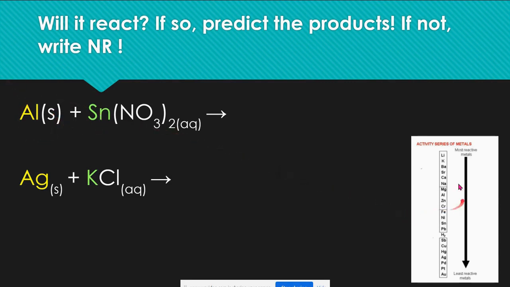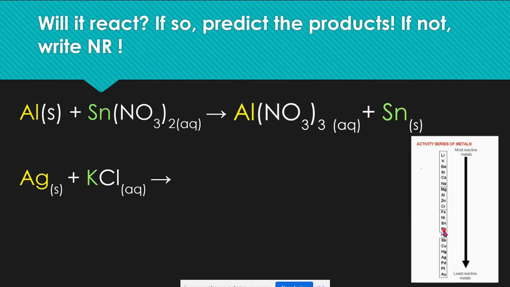Go over here into your activity series and identify where aluminum is at. I'm highlighting it here with my pointer. Find where tin is at. It's down further on the activity series. So clearly, aluminum is more reactive than tin. And when this happens, that means the single replacement reaction is going to occur. Now notice, after the reaction occurred, that aluminum is now bound in a compound and tin is a solid.